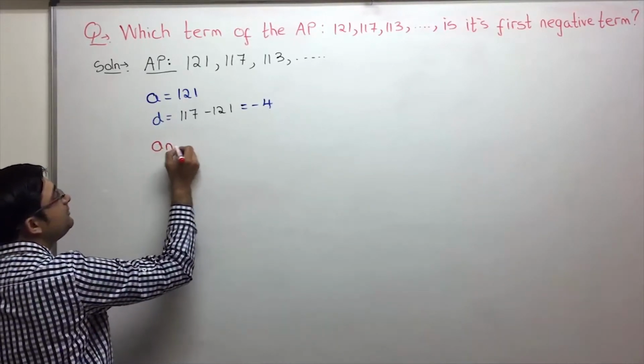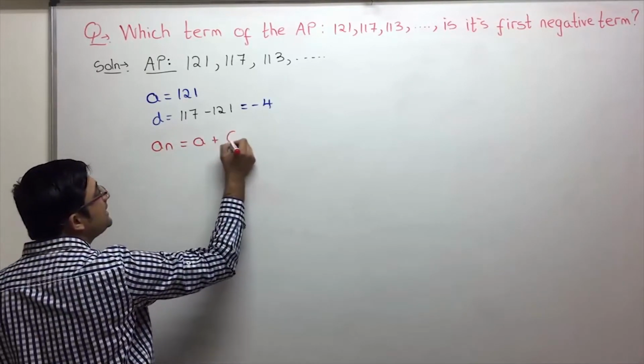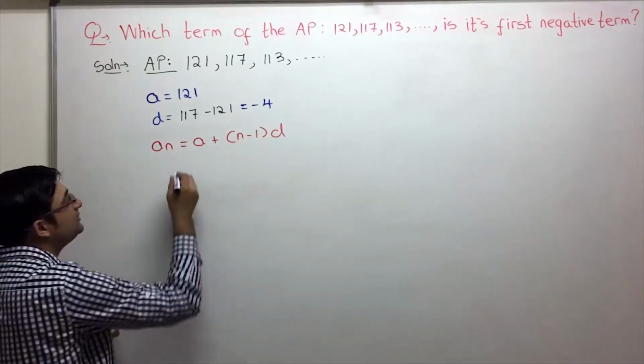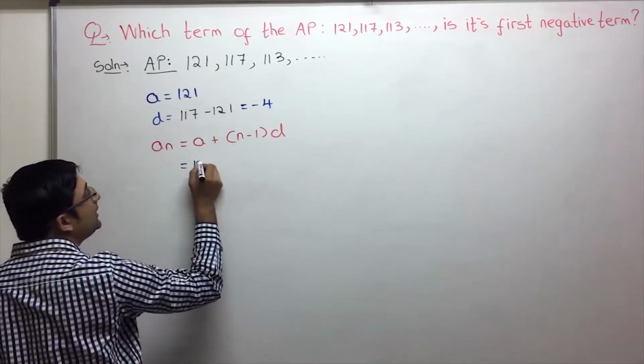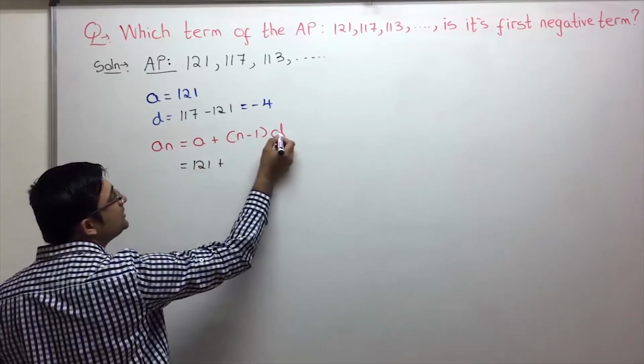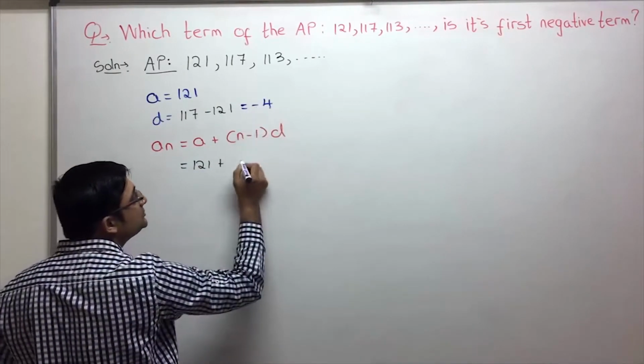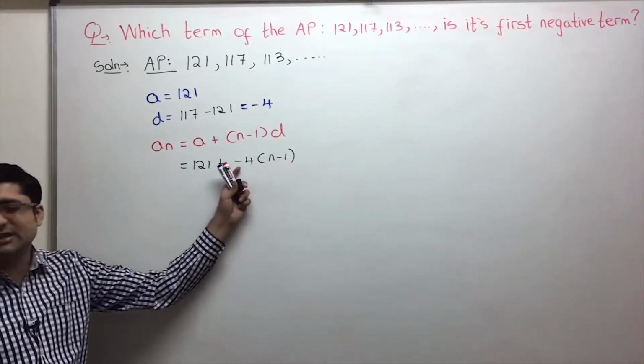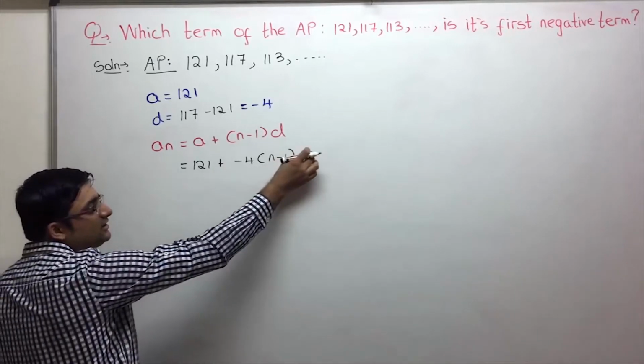The nth term of an AP is given by A plus n minus 1 into D. So let's plug in the values. What is A? 121 plus n minus 1 into D. I prefer to put D first, so minus 4 into n minus 1. Why? If you put D first, it's slightly easier to calculate, instead of D being at the end.